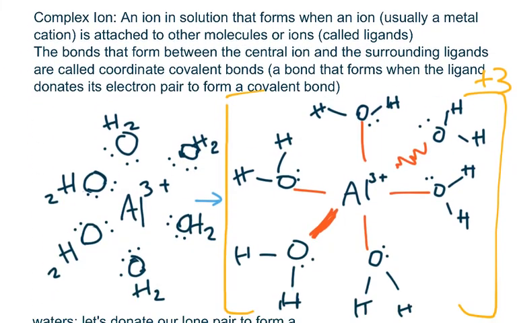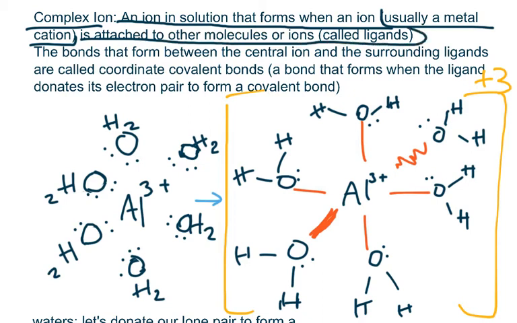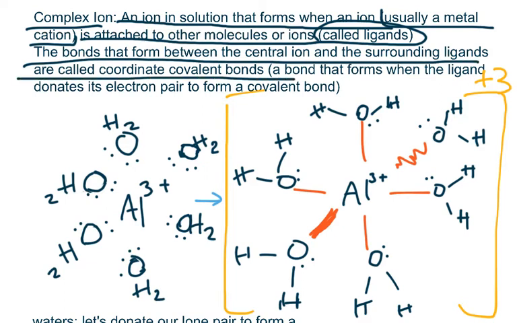Now let's move on to a topic called complex ions. A complex ion is an ion in solution that forms when an ion, which usually tends to be a metal cation, is attached to other molecules or ions which are called ligands. The bonds that form between the central ion and the surrounding ligands are called coordinate covalent bonds. Now you see the word covalent, so it's a type of covalent bond, but it's a coordinate covalent bond.